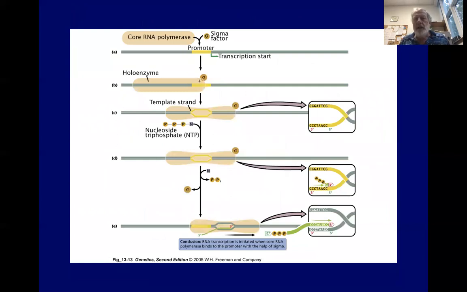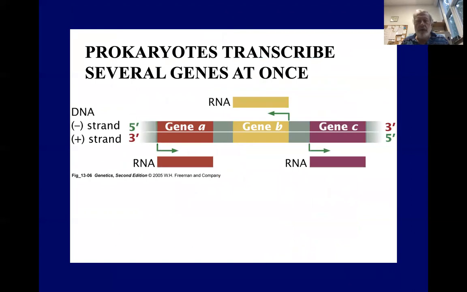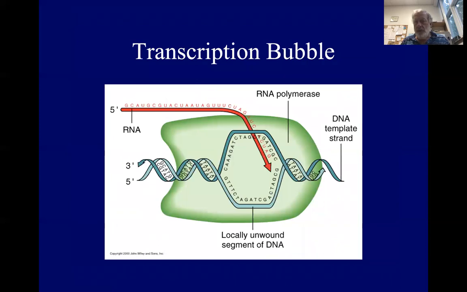So our core RNA polymerase then binds to the promoter region, and then the DNA begins to be unwound there, forming a transcription bubble, and it proceeds in a 5' to 3' direction, just like DNA replication. But prokaryotes, unlike us eukaryotes, can transcribe several genes at a time. Eukaryotes transcribe only one gene at a time. This shows you the transcription bubble with the red RNA transcript coming out of the top there. The green blobbish thing is the RNA polymerase enzyme, and then of course the DNA there, which is locally unwound where transcription is occurring.